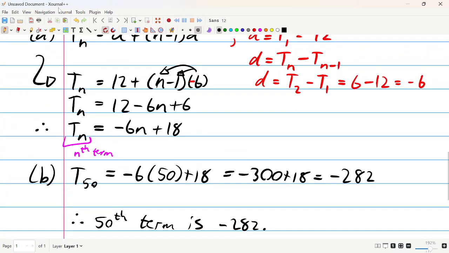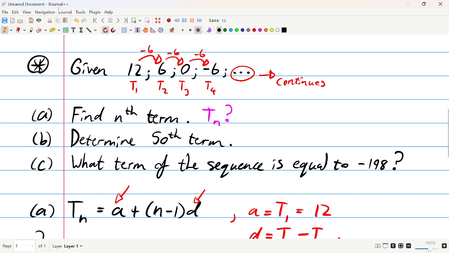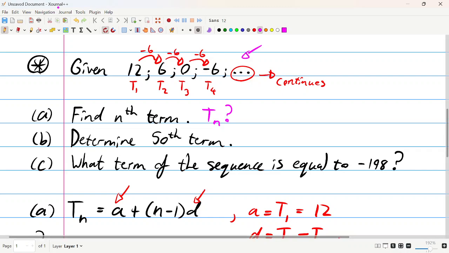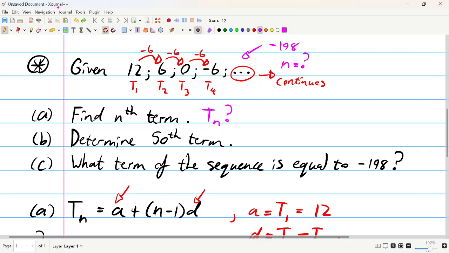So number C, it says which term of the sequence is equal to negative 198? Okay, what is that trying to tell us? It is trying to say when we have a part of the sequence here, let's say negative 198, what is the term actually going to be? What is our n value going to be? Because we need to find out the nth term for this specific one over here. We need to find out the term, and the term is represented by n.